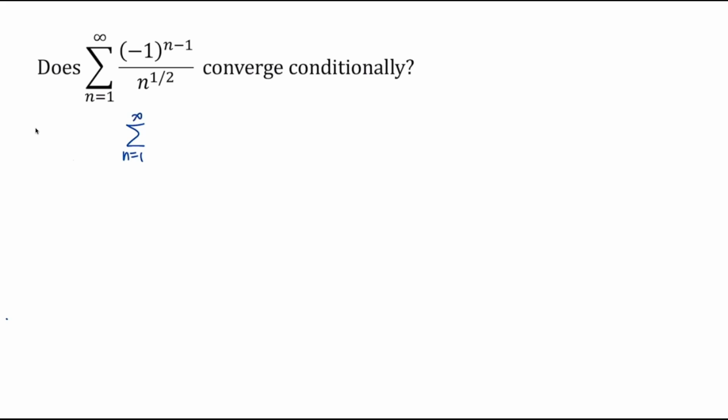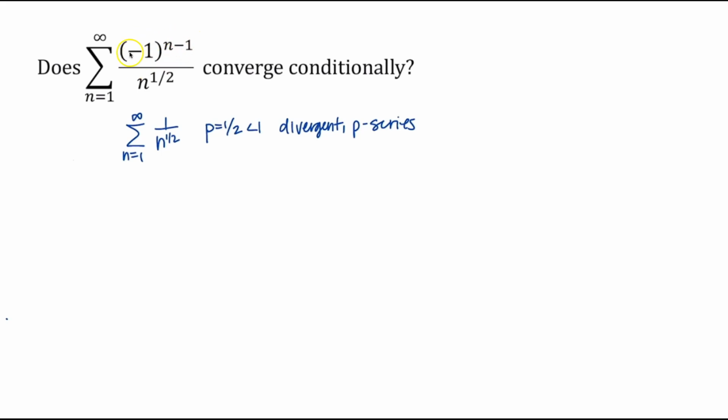We know the sum of n equals 1 to infinity of 1 over n to the 1/2. So we made that general term positive. This was a p series with p equals 1/2, which is less than 1. So this was a divergent p series. So that tells us that this series does not converge absolutely. And to converge conditionally, that would mean that the original series with the negatives converges.